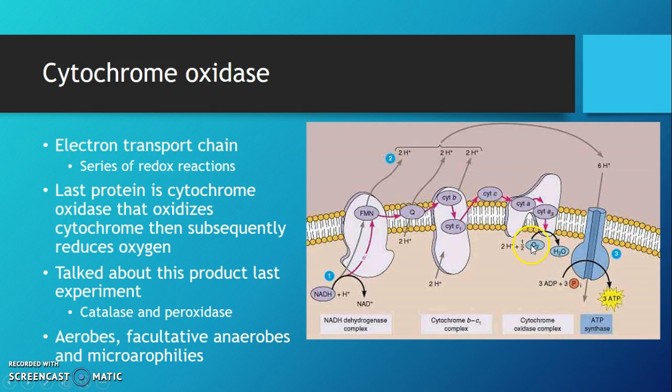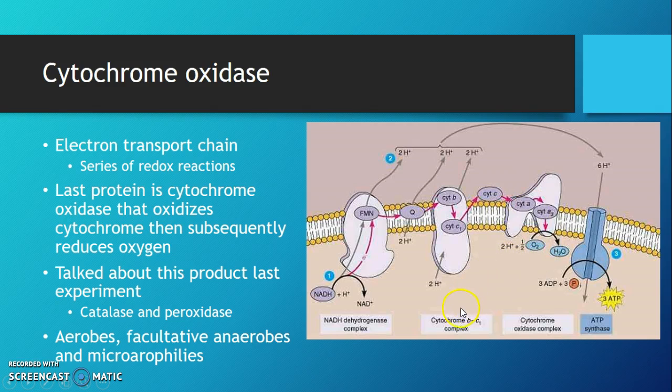And then O2, we said, was the final electron acceptor. It gains it, and then it doesn't lose it, right? We just now have more water in the cell. So it's a series of redox reactions because each one of these proteins is being oxidized and then subsequently reduced while you're pumping protons across the membrane. So this last protein right here is called cytochrome oxidase.